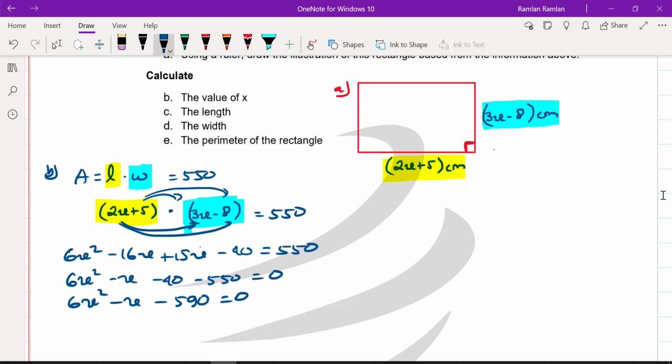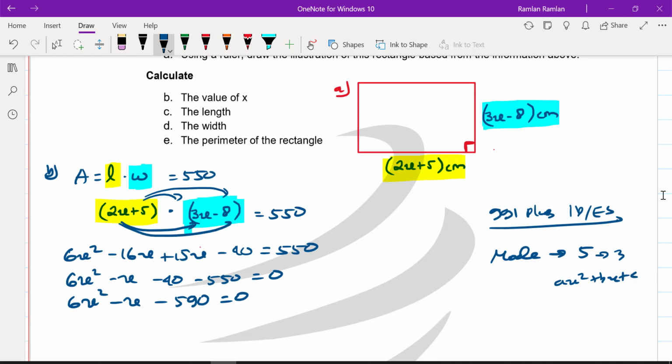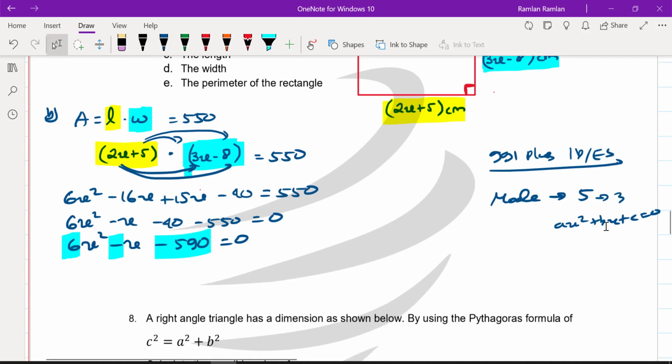If you have the calculator with you, use the Casio 991, I forgot the name, 991 Plus. ID or ES is the same thing. Go to menu or mode, and then go to number 5, which is equation, or in bahasa Indonesia we call it persamaan, and then number 3, in which there will be ax squared plus bx plus c equals to 0. Then you only need to input the coefficients: 6, -1, and -590, and then you will get x1 and x2. So you will get two values of x in here because this is quadratic.